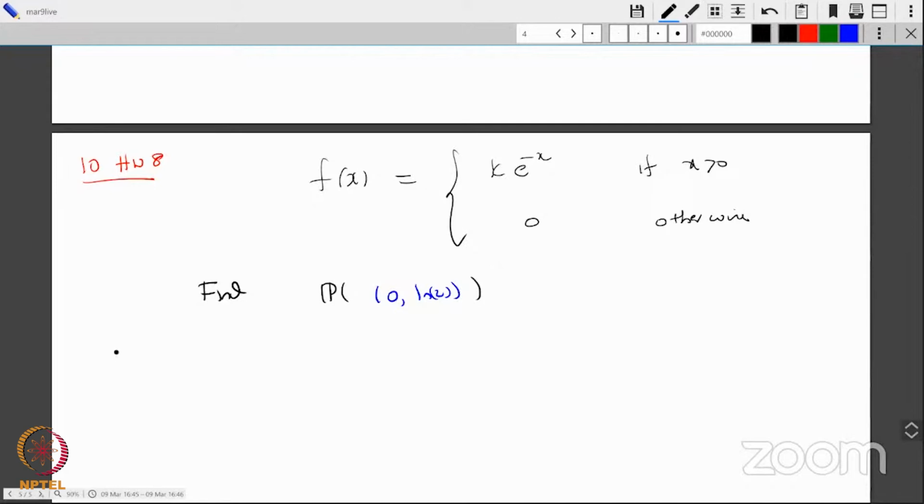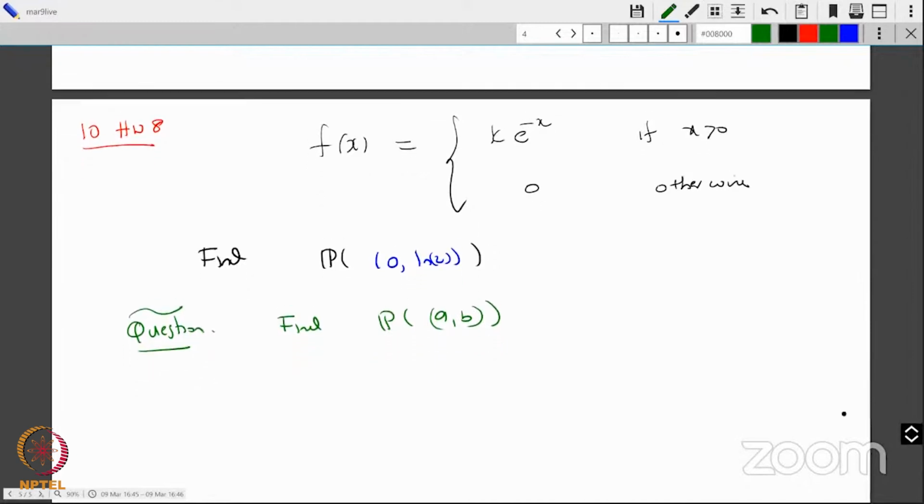Let me try a slightly different question so you can practice in homework. Let me find the probability of, let's say, an interval AB. First thing you do is, see, there's this k here. You don't know the k. It's unknown. So let me answer that question properly.